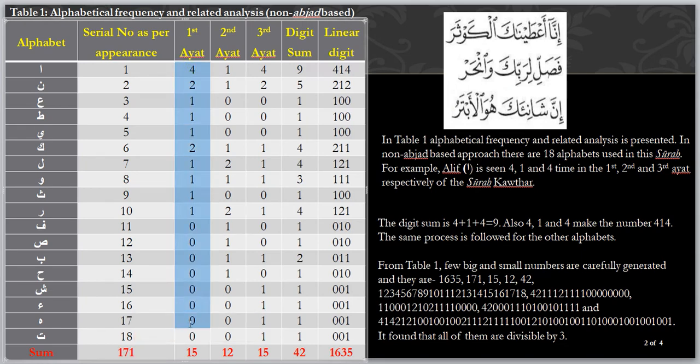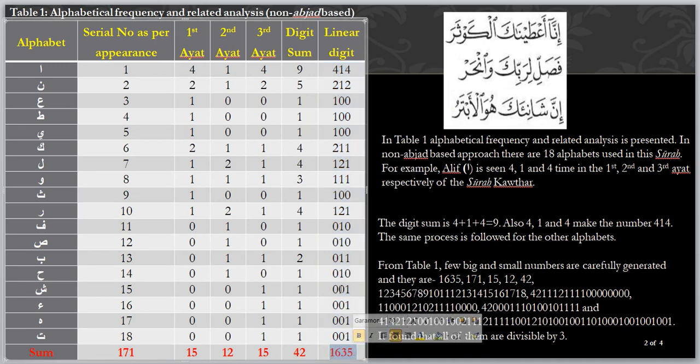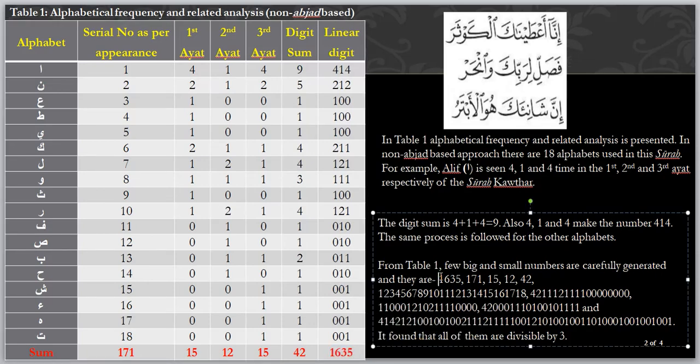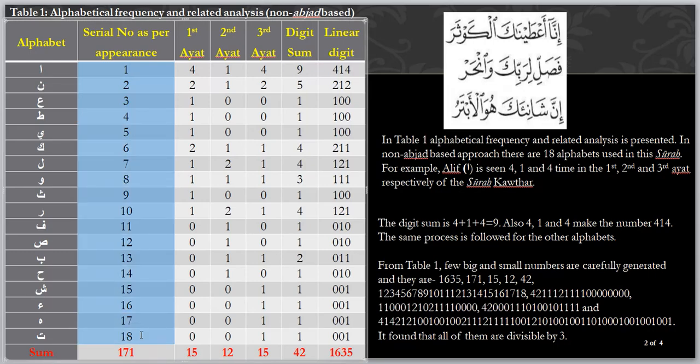If we add these columns, we get 15. If we add the numbers of this column, we get 12, and so on. And if we add all the numbers, we get 1635. And if we have these numbers one after another, we actually get this big number.